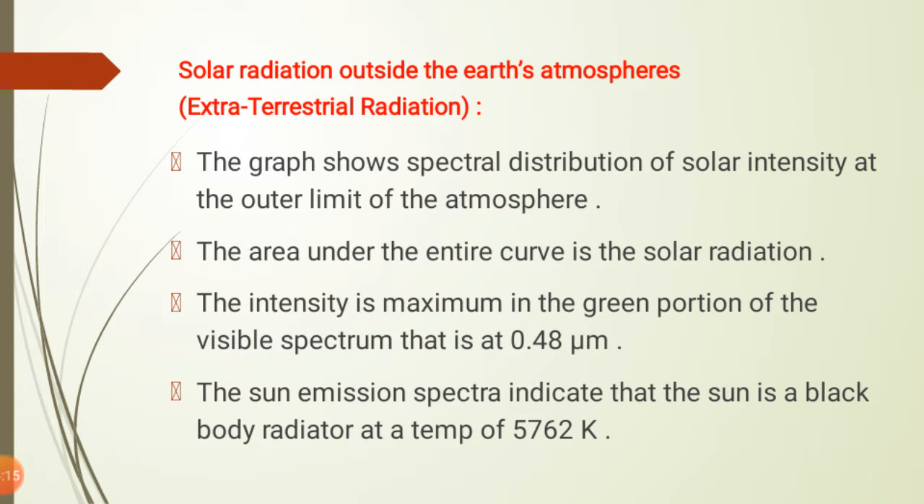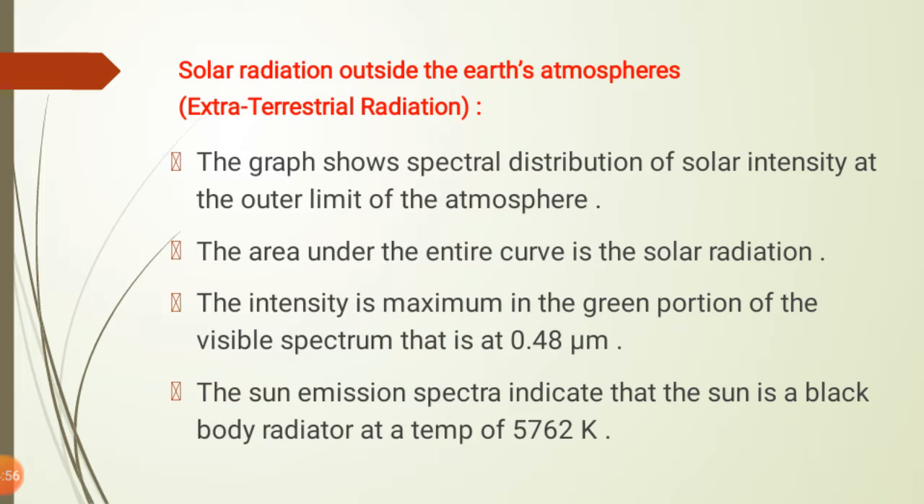The sun's emission spectrum indicates that the sun is a black body radiator at a temperature of 5762 Kelvin. As we have seen before, the sun acts as a black body. In the innermost part of the sun, the core, a huge amount of energy, in the order of mega electron volts, is generated, and this energy is emitted in the form of radiation. The temperature of the sun's core is very high.